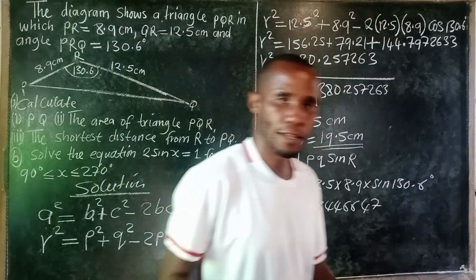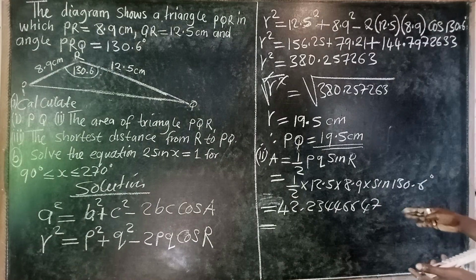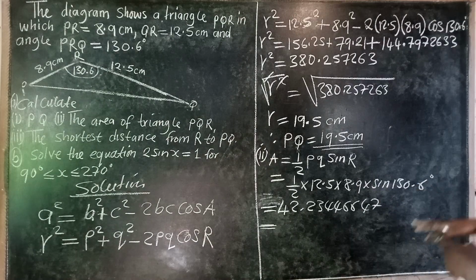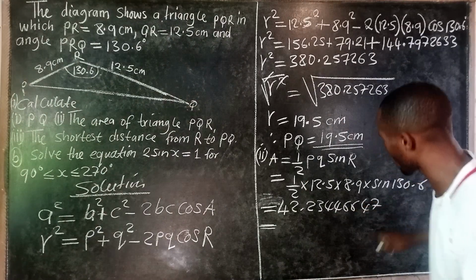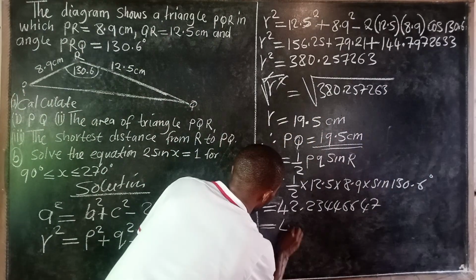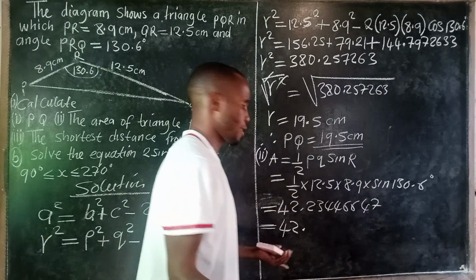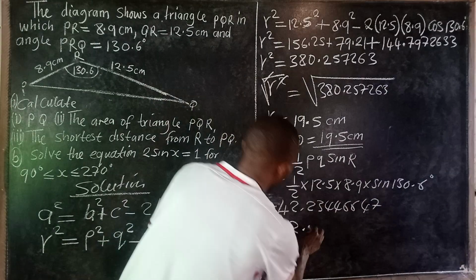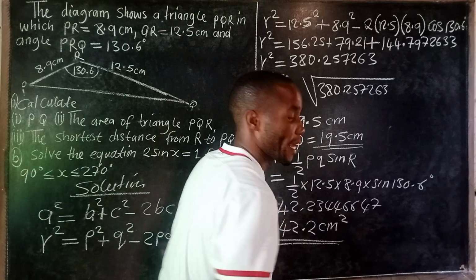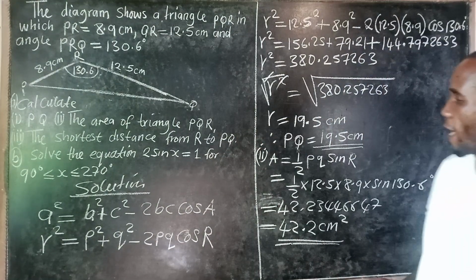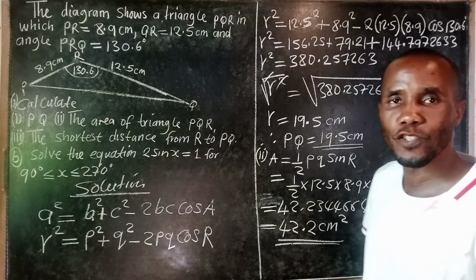Now, remember, the instruction is always given there where they will say leave, as long as the figure that you have found is not in degrees, you have to leave that one in 3 significant figures. So here, for us to leave this one in 3 significant figures, it will be 42 point. We just consider this 2. The next number is 3, so we can't get anything. So it will be just 42.2 centimeters square. Remember, area is measured in square units. Okay, so that is question number 2.